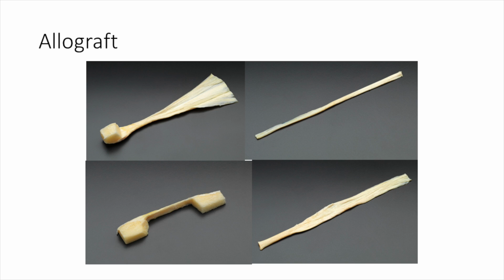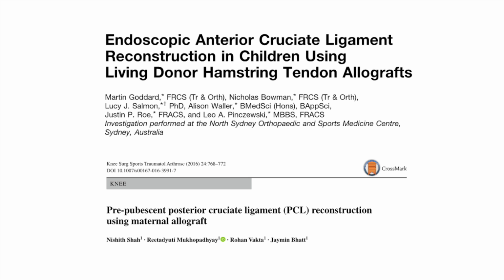Allograft comes in all shapes and sizes, with bone blocks, without. Achilles on the top left, bone-patella-bone below it. And on the right-hand side, semitendinosus, which is available, but not used as often as tibialis anterior or posterior, shown bottom right, which is longer and thicker. It can be taken from living donors. Leo Pincheski in Australia had a series of 30 in which parental hamstrings were harvested for use in pediatric patients. And an Indian group published a series of 3 in which they used maternal hamstrings for PCL reconstruction.